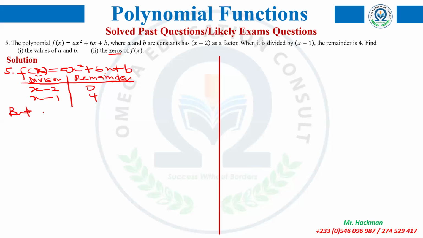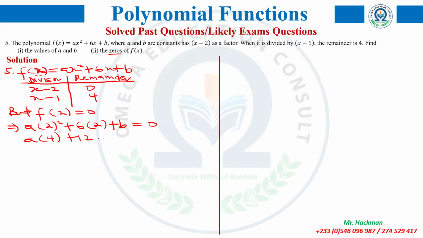So at this point, what do we have? f of 2 should be equal to 0. So we use this one to generate our first equation. f of 2 means wherever you see x in f of x, you replace that by 2. So that will give you a into 2 squared, plus 6 into 2, plus b, and that should be equal to 0. So that gives us a into, deal with the power first, 4, plus 12, plus b should be equal to 0. So you get 4a plus b is equal to minus 12. I hope you get the point.